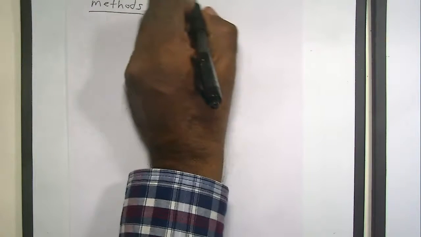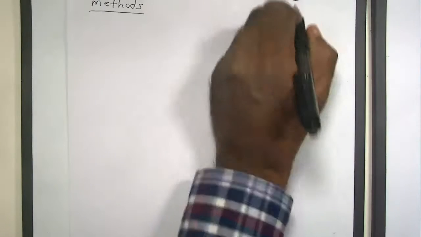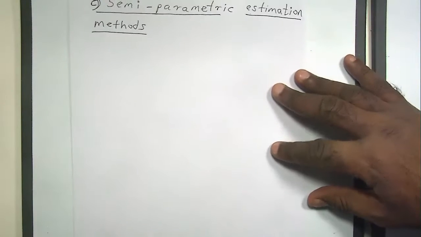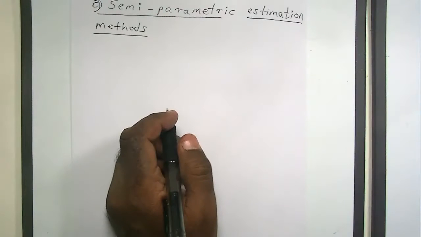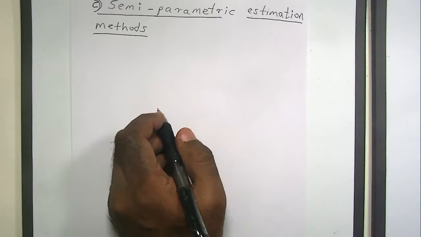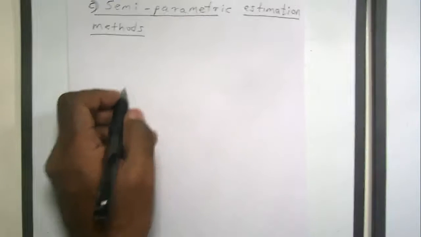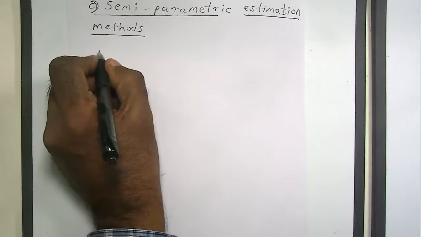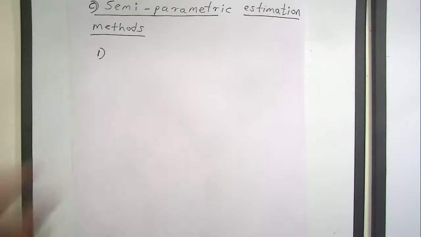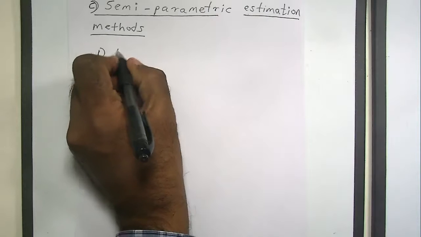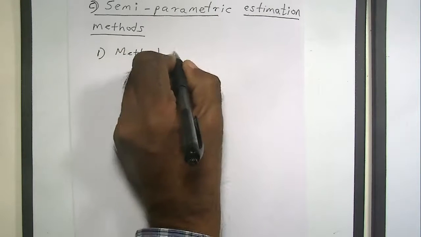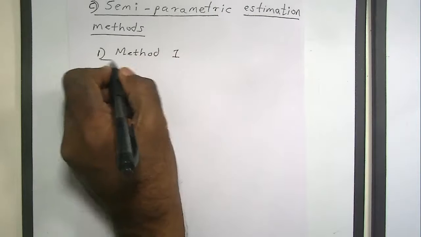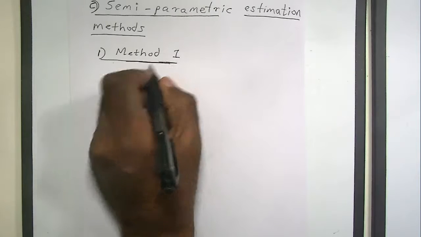All right. The last section of this chapter. Sorry, can you see it now? The last section is the semi-parametric estimation methods for ES. There are two methods. The first method, I'm going to call it simply method 1.